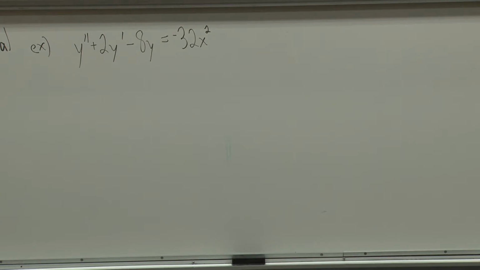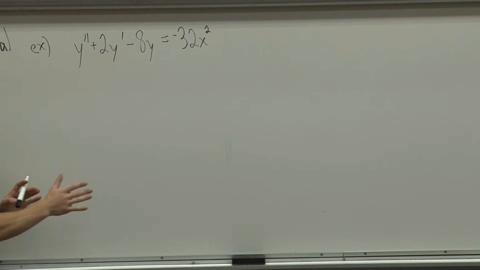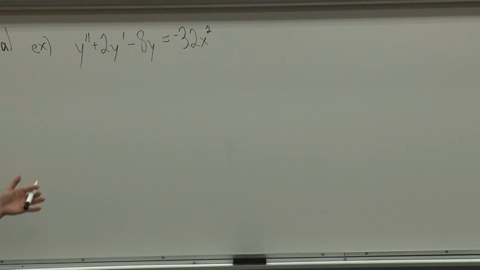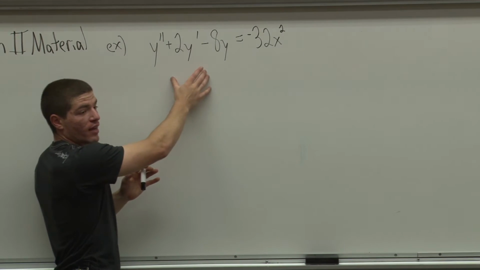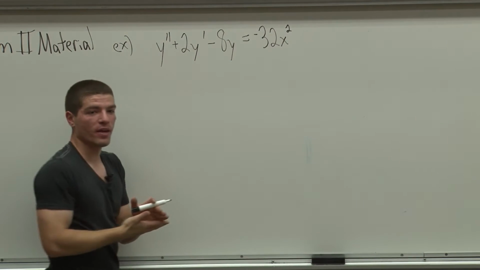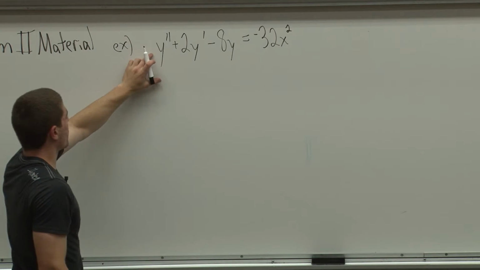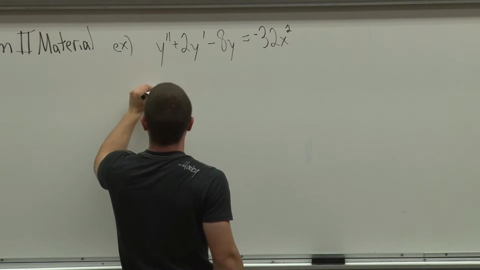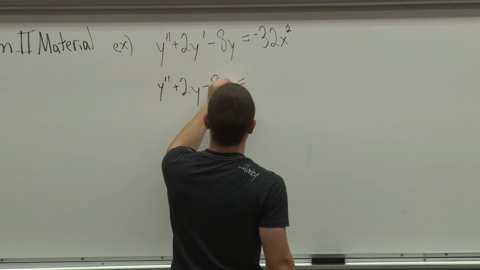Your first step in any of these is to solve the homogeneous equation, without even looking at the right side, regardless of what it is. We set the right side to 0. When you're doing undetermined coefficients, variation of parameters, or even when you see a Cauchy-Euler on the left side and something else on the right side, the first step is always to solve the homogeneous equation. So we set the left side, y double prime plus 2y prime minus 8y, equal to 0.